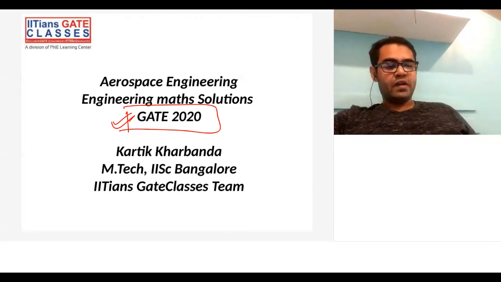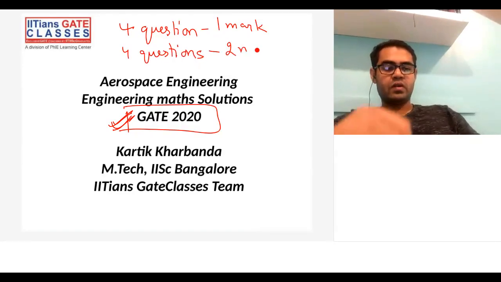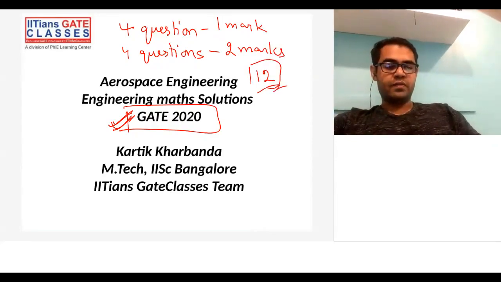If I may say, the breakup for 2020 was there were 4 questions of 1 mark and 4 questions of 2 marks. So totally 12 marks worth of questions came for engineering mathematics in 2020 for aerospace engineering.